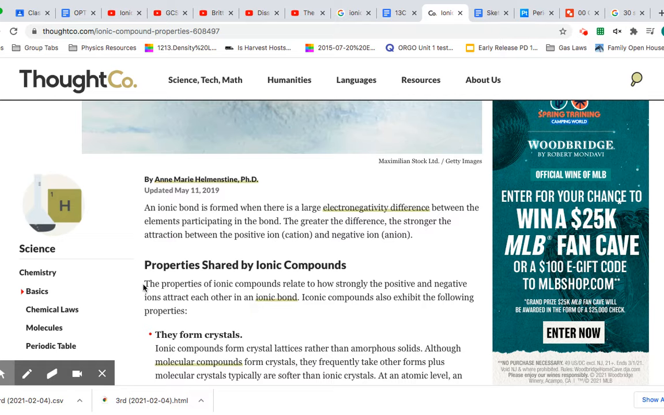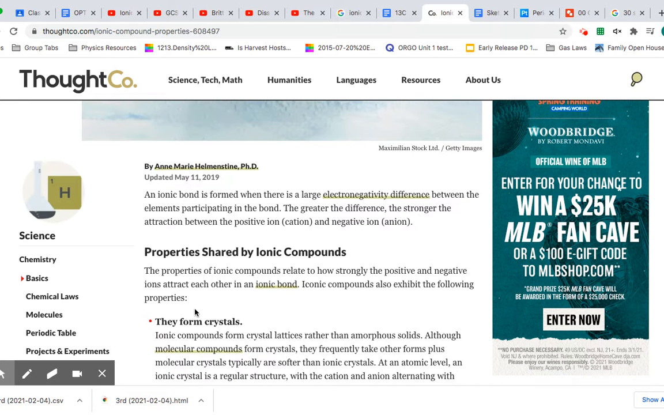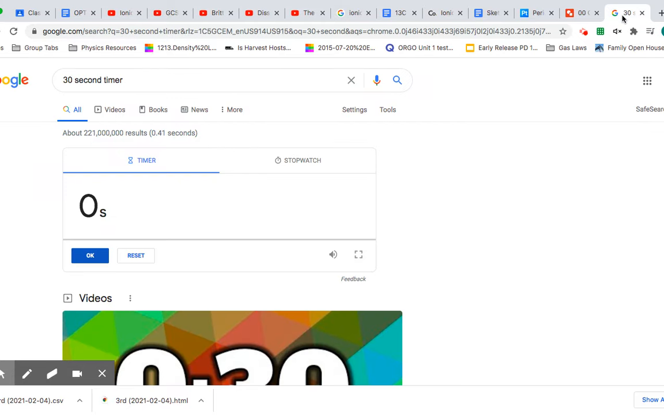I'll read this and then I'll give you 60 seconds to finish your title and hopefully a little bit more. You could also draw what we were drawing last week, with the electrons and the 8 and 0 next to each other. But anyway, this one says, properties shared by ionic compounds. The properties of ionic compounds relate to how strongly the positive and negative ions attract each other in an ionic bond. Ionic compounds also exhibit the following properties. So that's what we're getting to, the properties, but I'm going to give you 60 seconds.